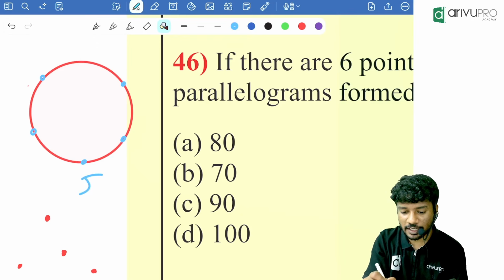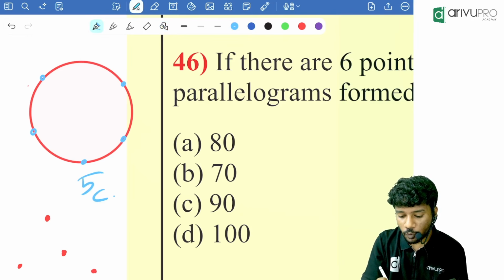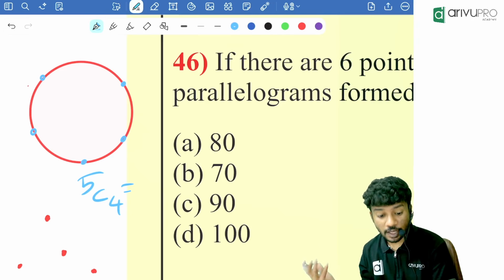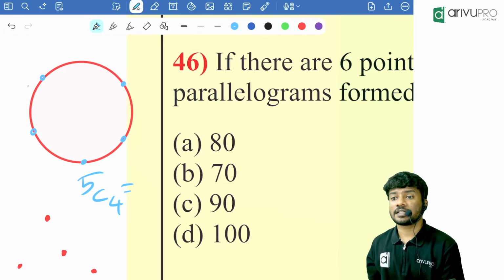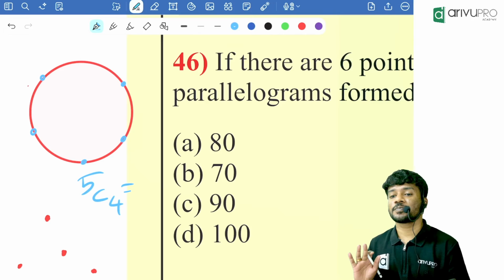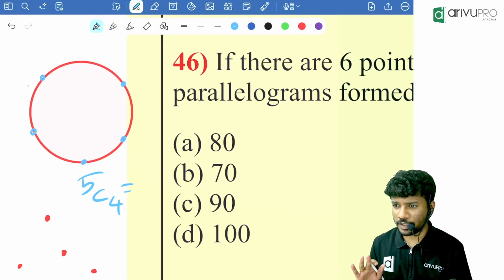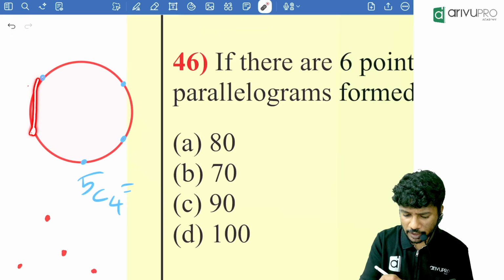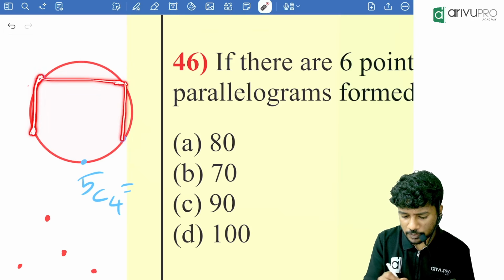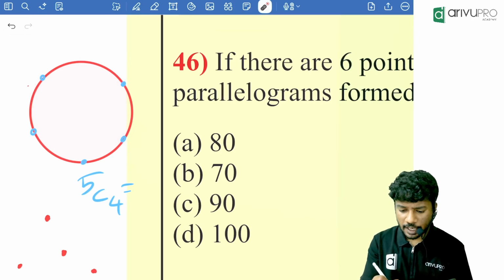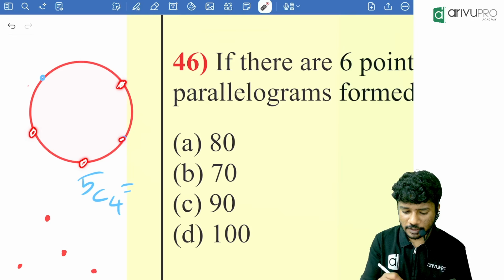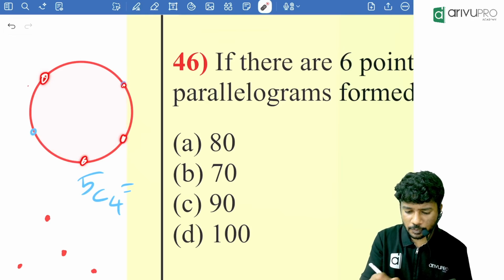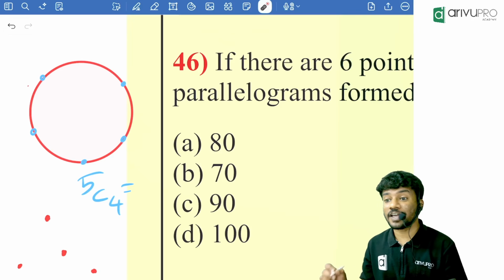So from 5 points, I require how many points? 4 points. So 5C4 quadrilaterals, or 5C4 squares or parallelograms or rectangles, can be formed from this number of points. I just require 4 points to form a polygon. For example, I choose this point, then this point, then this point, this point. One I got. Then I choose another four points, I got another one. Then another four, another one.